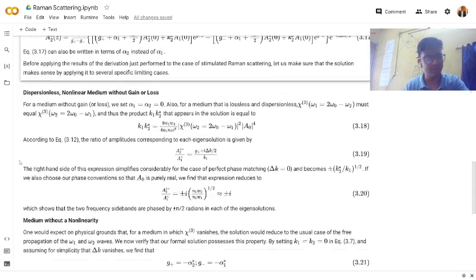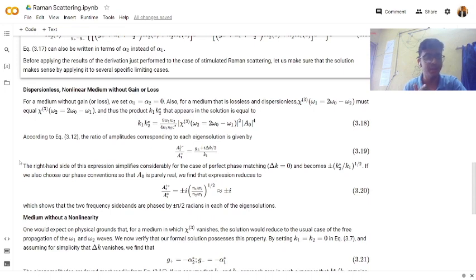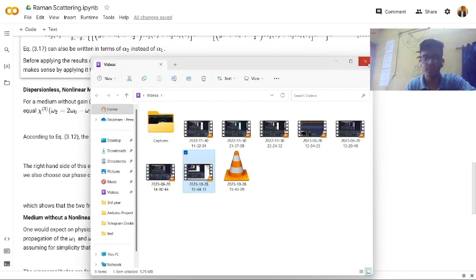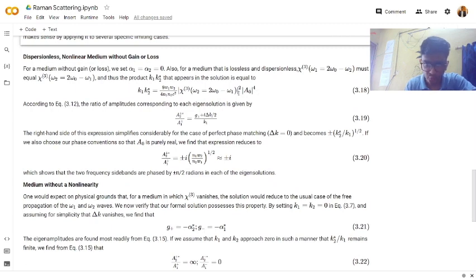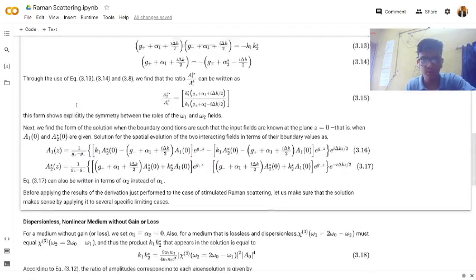Let us consider one limiting case, that is a dispersionless, nonlinear medium without gain or loss. For a medium without gain or loss, we set alpha 1 and alpha 2 to be 0. And as we know, if the medium is lossless and dispersionless, chi3 of omega 1 equals 2 omega naught minus omega 2 must be equal to chi3 of omega 2 equals 2 omega naught minus omega 1. We can also see that the product K1 into K2 star should be equal for both of the cases. So this is the value which we get when we multiply these both. Accordingly, we have equation 3.12, which is mentioned here.